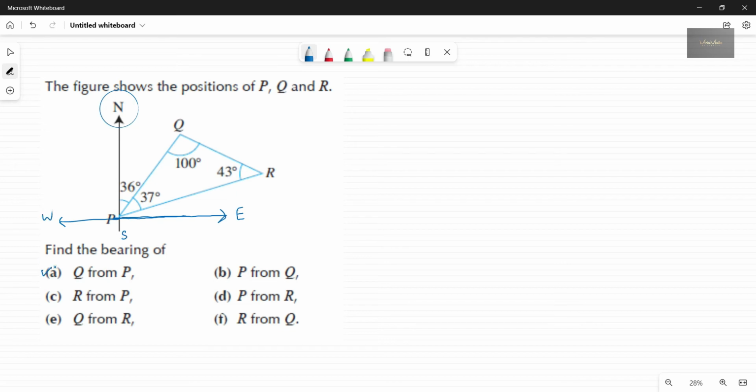Our first question, Q from P. Now Q from P means Q is the destination, P is the origin, right? And I need to make an angle of line PQ with the line of north, right? As I can see on my diagram that this angle is already given, it is 36 degree. So the answer of this part is straight away 36. I don't need to do anything, it was given in the question, and because it is 2 digits I will write a 0 with it to make it a 3-digit number, right? Now B part is the reverse bearing.